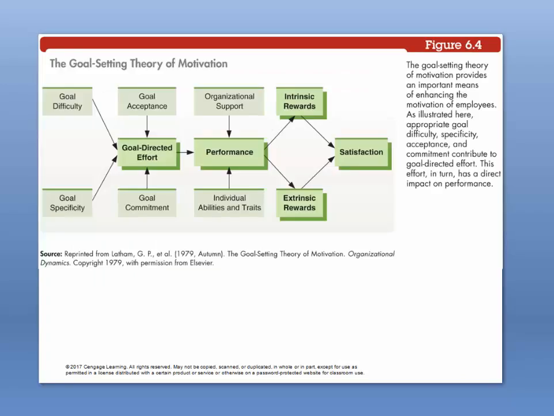All right, so this goal-setting theory of motivation, it's a lot like Vroom's expectancy theory. Here we see a goal-directed effort, right? So it's an effort towards a goal, and we take into consideration how difficult the goal is, how specific the goal is, how committed the person is, did they accept the goal, and so forth.